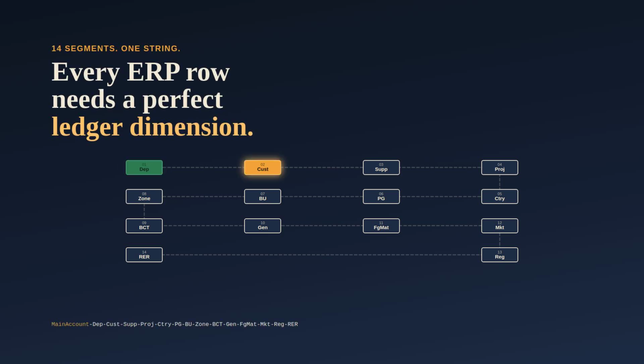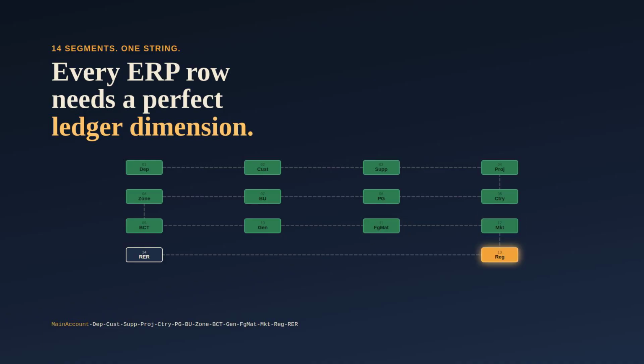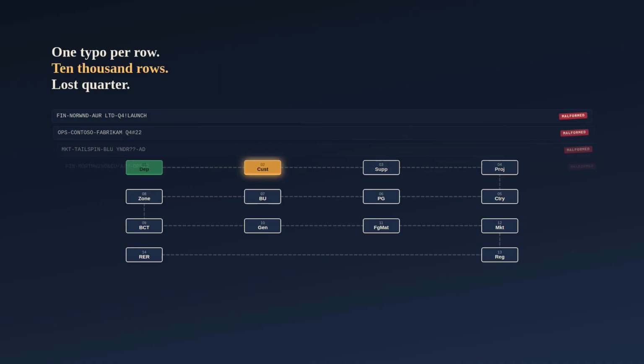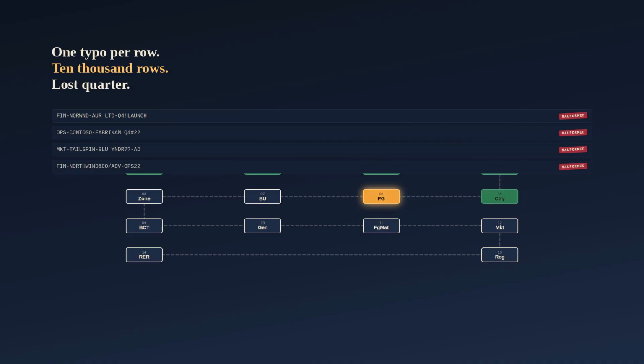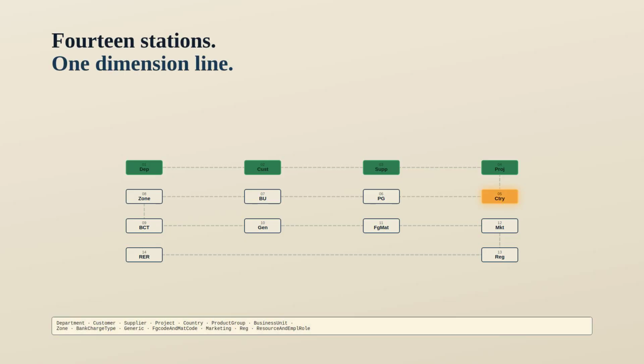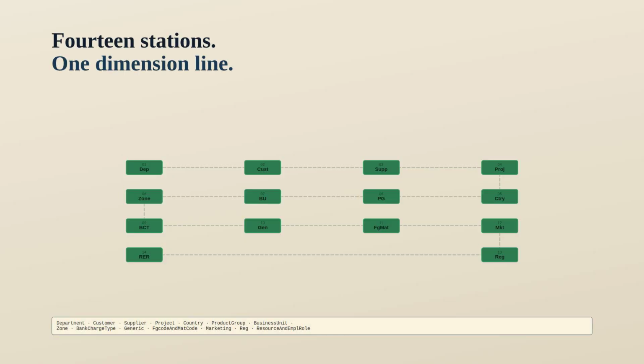Enterprise spreadsheets hide a small nightmare: a 14-segment ledger dimension string, every row. One typo per row, 10,000 rows. There goes the quarter. This is a small Next.js tool that turns any spreadsheet into perfect dimension strings in the browser.